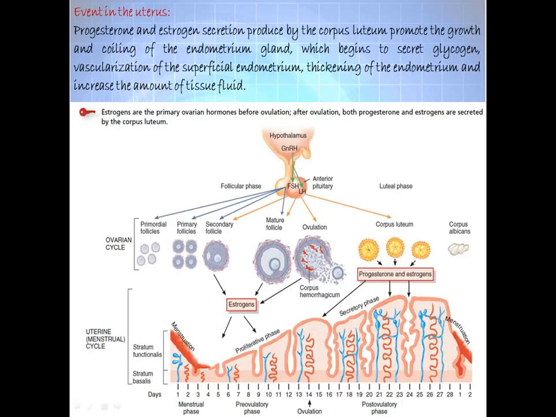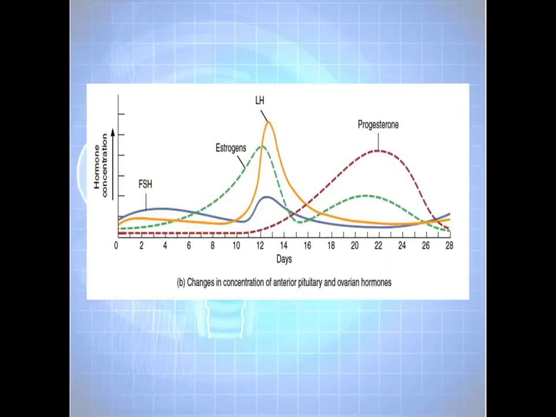These are the ovarian cycle and the uterine or menstrual cycle. First one is the menstrual phase, then the pre-ovulatory phase. Next one is ovulation on day 14, and the next one is the post-ovulatory phase. Now the changes in the concentration of anterior pituitary and ovarian hormones.